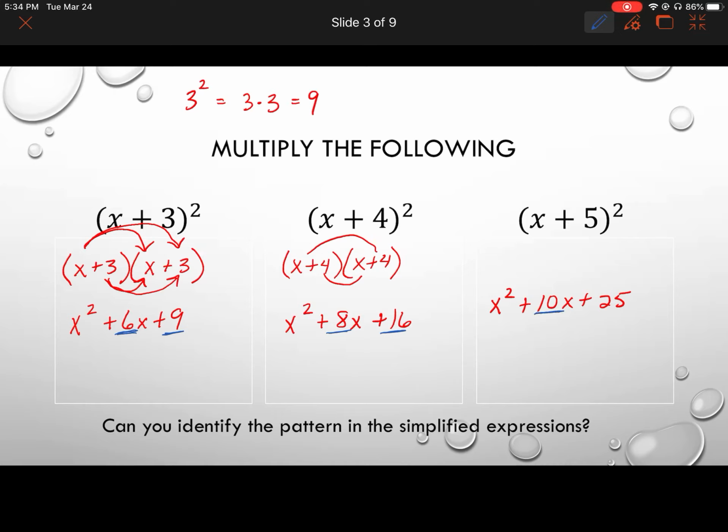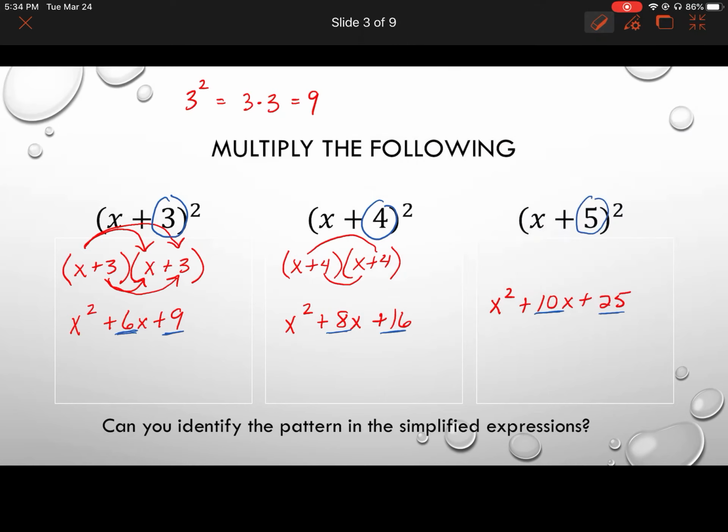And really, we're focusing on that middle term. We already know the third term is going to be whatever this number is squared, right? So 3 squared, 4 squared, 5 squared. We already know that result. So really, we don't even care about this last term. We already know the pattern for that.